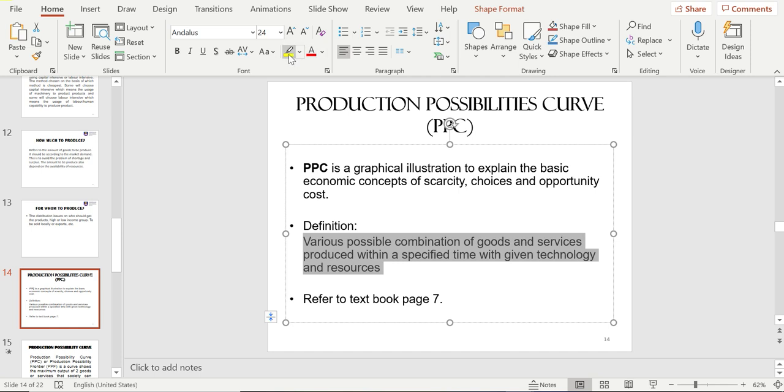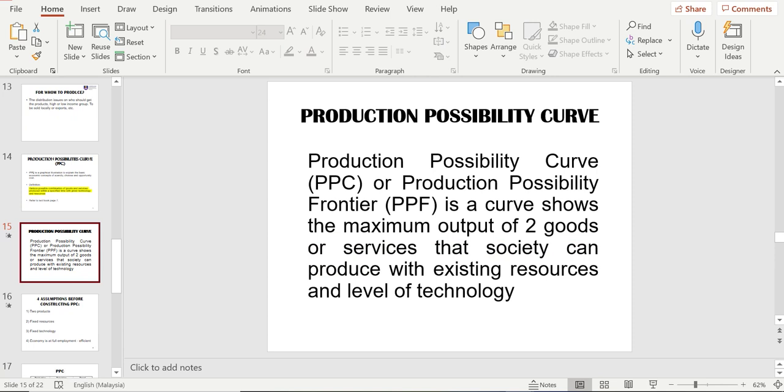It is the various possible combinations of two goods and services produced within a specific time with given technology and resources. So nak senang dia, translation dia adalah beberapa jenis kombinasi barangan yang boleh kita hasilkan menggunakan resource yang ada dalam negara. Okay, this is the same definition.